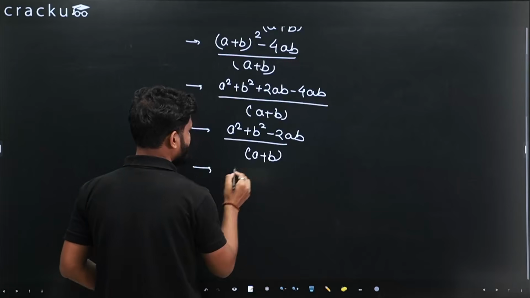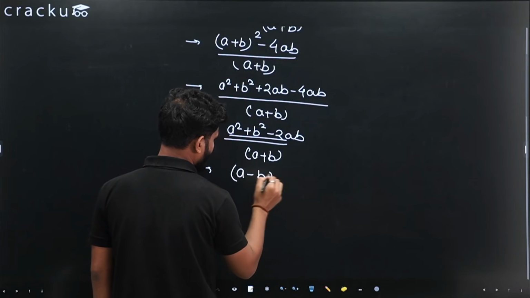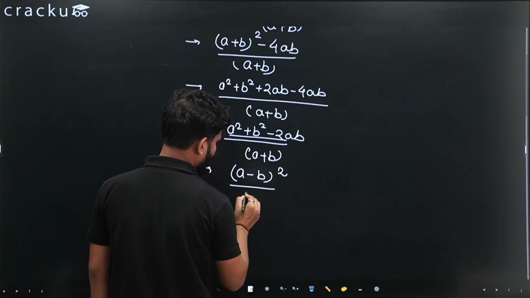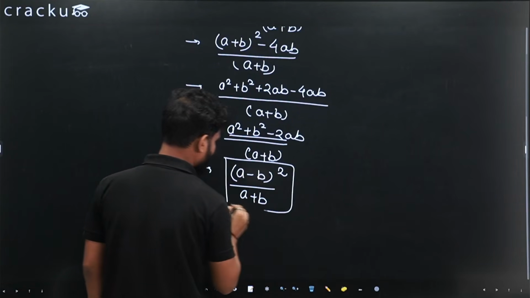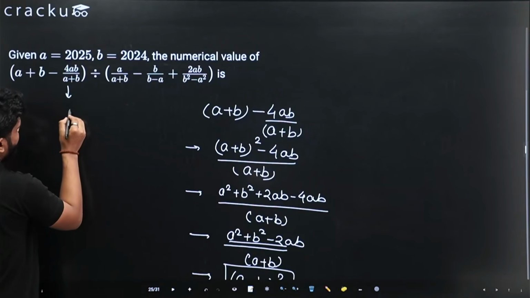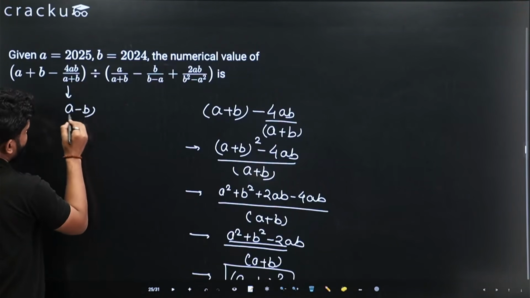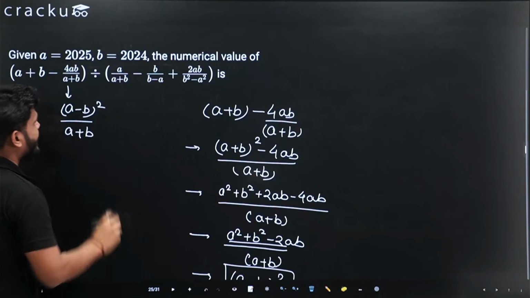Correct? So this is nothing but A minus B whole square upon A plus B. So the first part of the division is A minus B whole square upon A plus B. Let us solve the second one.